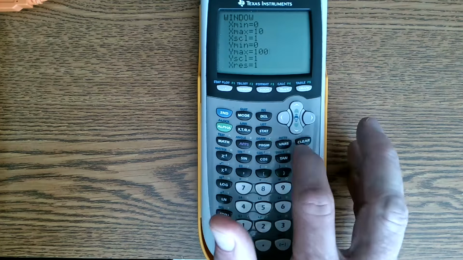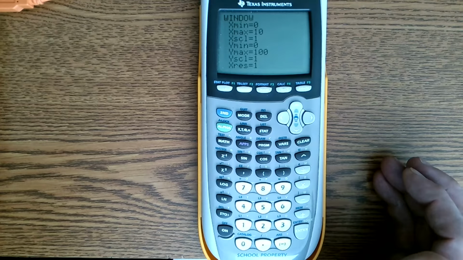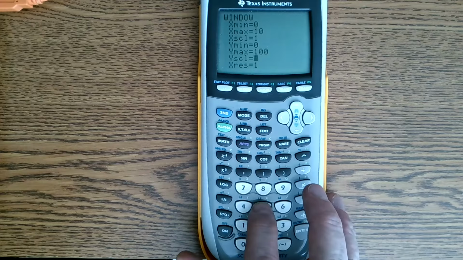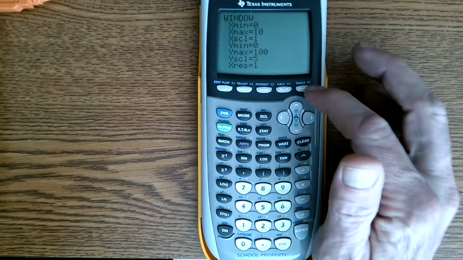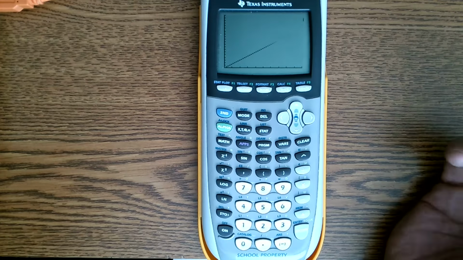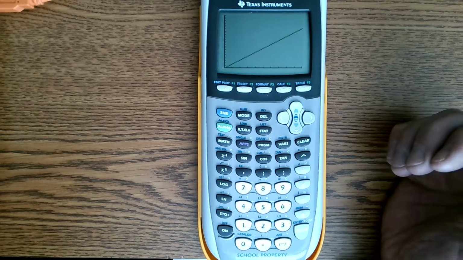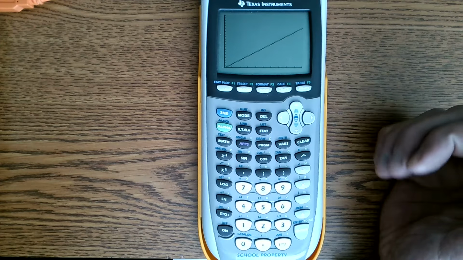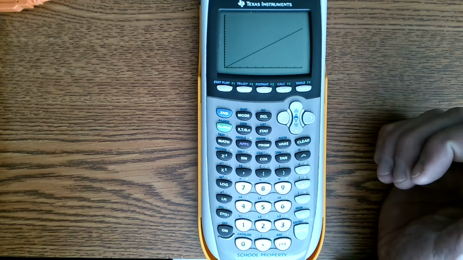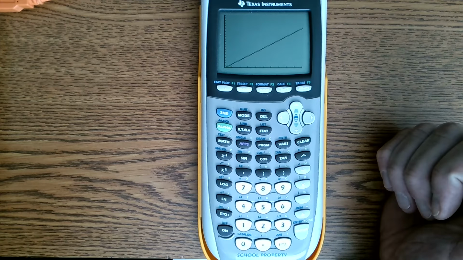Now, if we keep our Y scale at 1, our graph is going to be very compressed and tiny and difficult to see. We want to see the big picture. So let's just change that scale to 5. Now we go back and we hit graph, and notice that this now graphs our real world situation. This is what we can see. This is what our problem would look like.